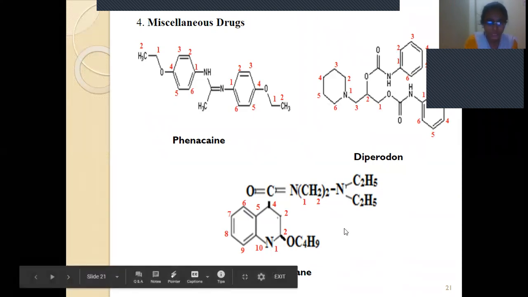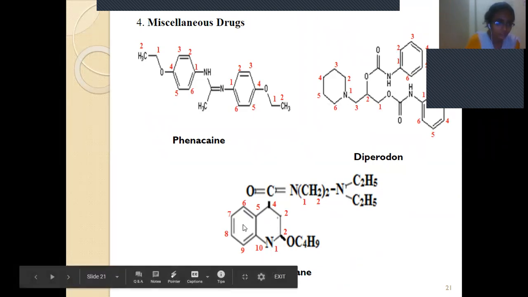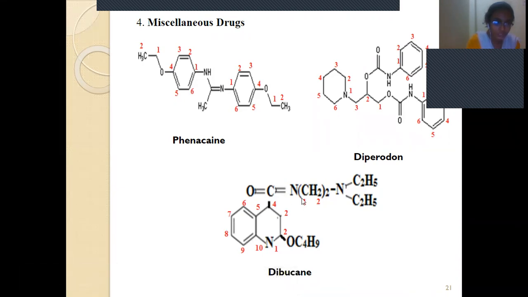Next structure is dibucaine. Here this is the structure of the dibucaine. If you see here, two 6-membered rings are there, with one nitrogen atom. And here in the second position, the butoxy is attached, and here in the fourth position, the carboxamide is attached. Here one of the amine group and dimethyl groups are attached. So this is the classification of the drugs.